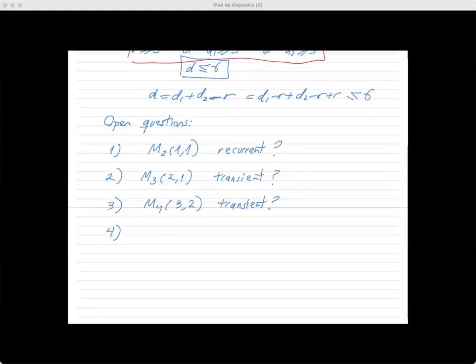And another question, which I will address in this talk, is for the 2-dimensional random walk. Let me say it like this first. Asymmetry of the range.